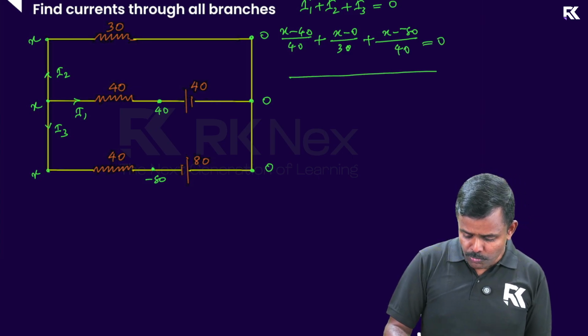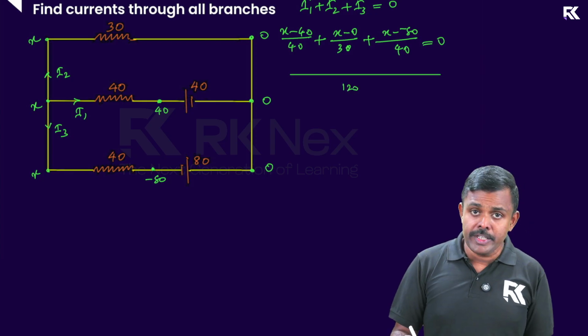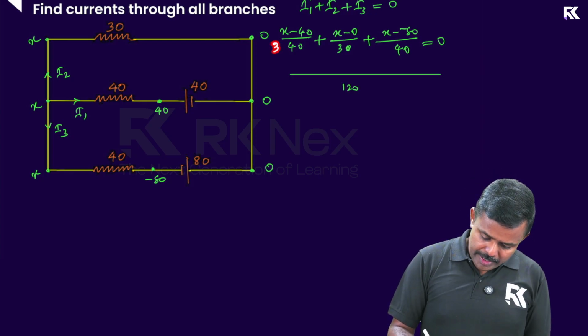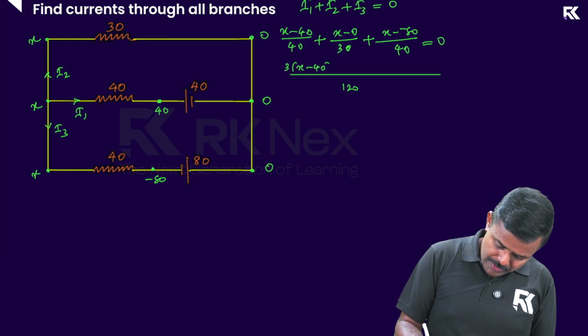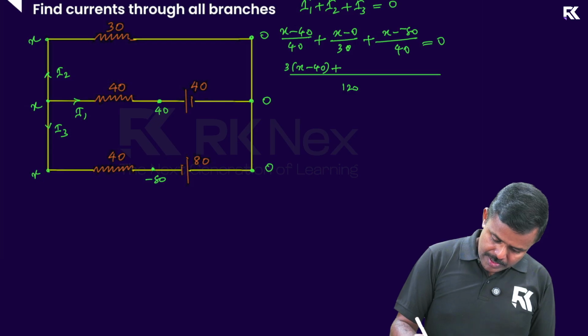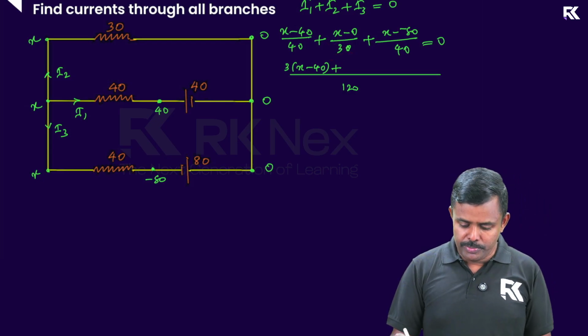Here the LCM is 120. I'm going to put 120 here, and on the numerator, I'm going to multiply this with the 3. 3 into 40 is 120. So I'll put 3 here: 3 into (X minus 40) plus. And this has to be multiplied with the 4, because 4 into 30 is 120.